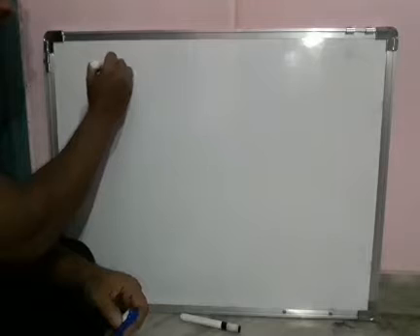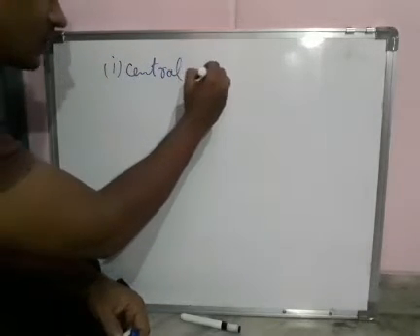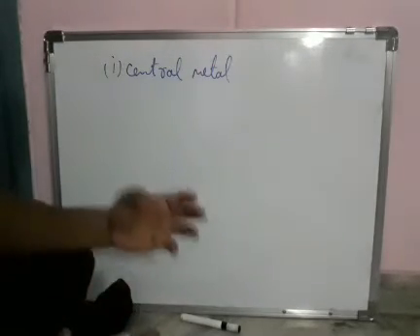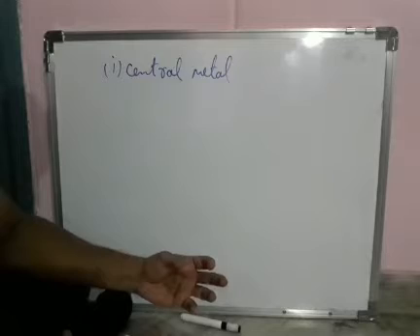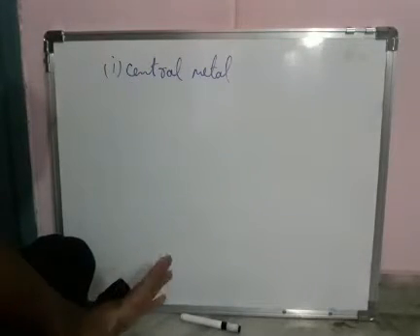The first one is that the central metal atom is listed first. In a given coordination compound name, first we have to pick up the central metal atom. So that is the first point.